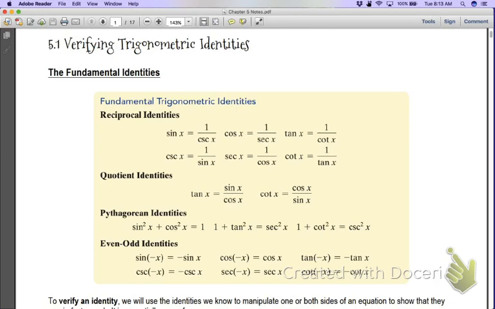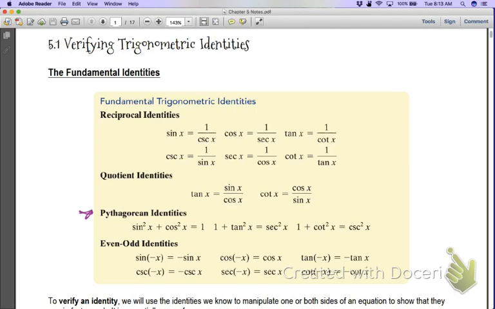Then the same way with quotient identities: tangent is just sine over cosine, and cotangent is cosine over sine. We talked about it last chapter as y over x and then x over y for cotangent. You got a little bit of an introduction to the Pythagorean identities in the third part, where sine squared x plus cosine squared x is equal to 1.